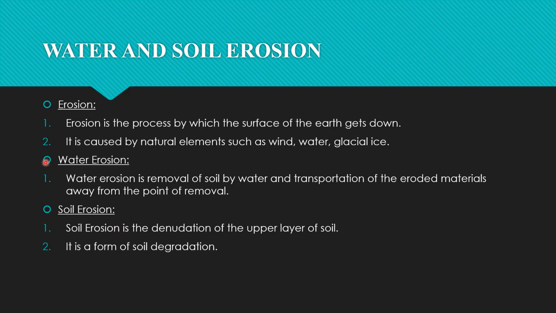This is water erosion. It will be a problem if we have a crop. Water erosion means the removal of soil by water and transportation of eroded materials away from the point of removal. And soil erosion is the denudation of the upper layer of the soil, and it is a form of soil degradation.